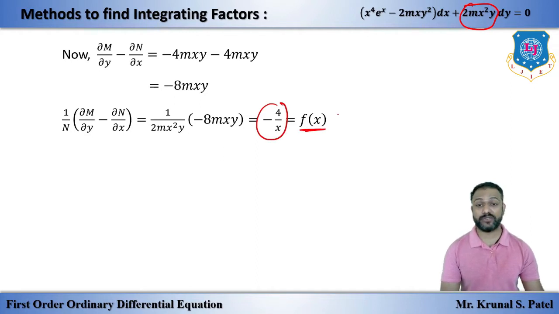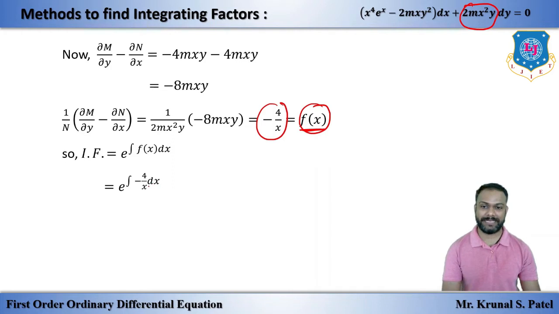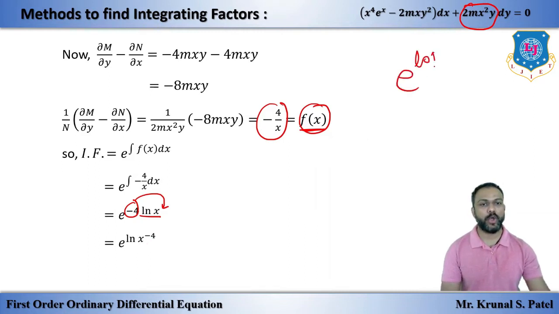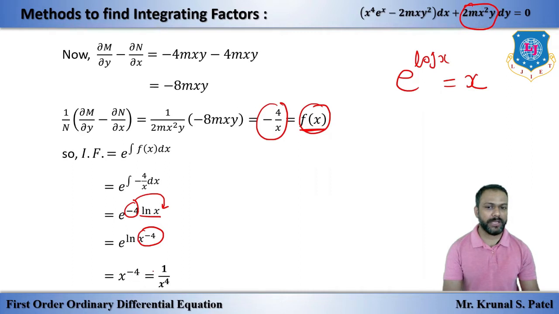And if it is a function of x only, now the integrating factor will be e raised to integration f of x dx. f of x is minus 4 by x. So minus 4 as it is, and 1 by x, integration of 1 by x is log x. Now we can take this minus 4 in the power. So we have e raised to ln x to the power minus 4, and we know that e raised to log x gives us x only. So e raised to log x to the power minus 4 is equal to x to the power minus 4, which is equal to 1 upon x to the power 4. This is our integrating factor.